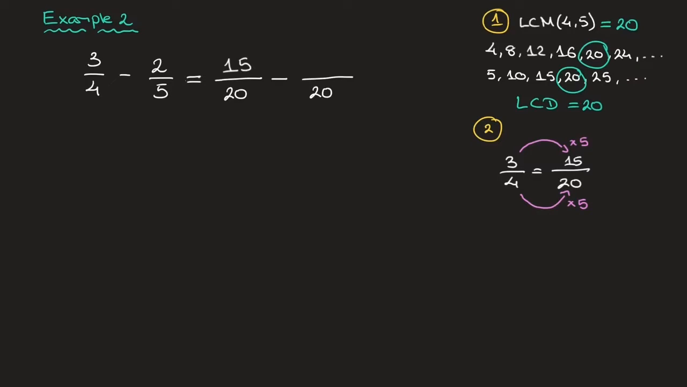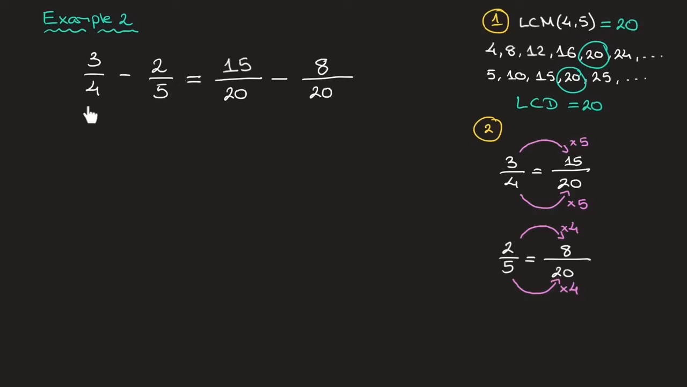We do the same for the second fraction, and we write 2 over 5 is equal to something over 20. And we ask ourselves, what do we have to multiply 5 by to get 20? And it doesn't take us long to see that we'd multiply it by 4. And since we're multiplying the bottom of the fraction by 4, we need to multiply the top of the fraction by 4 as well. And 2 times 4, well, that's 8. So the second fraction is equivalent to 8 over 20.